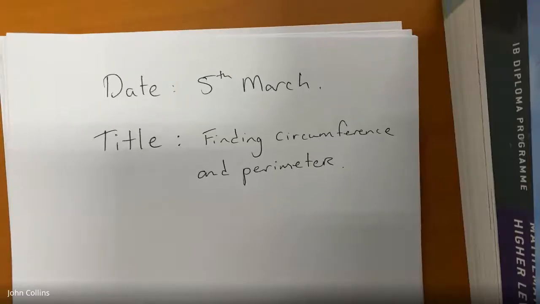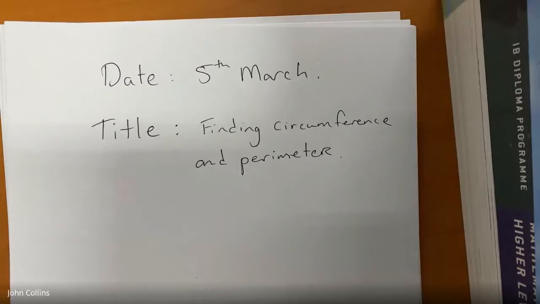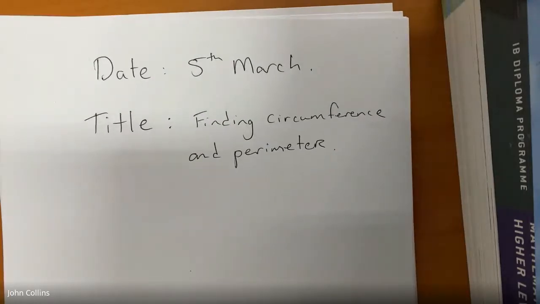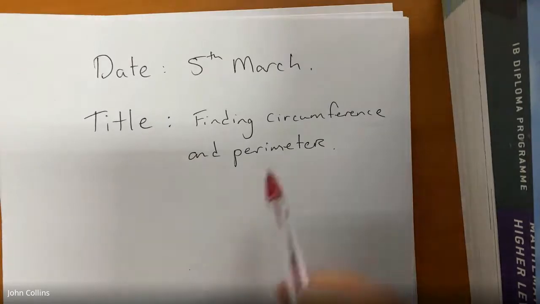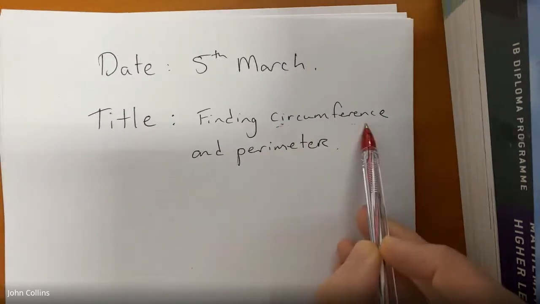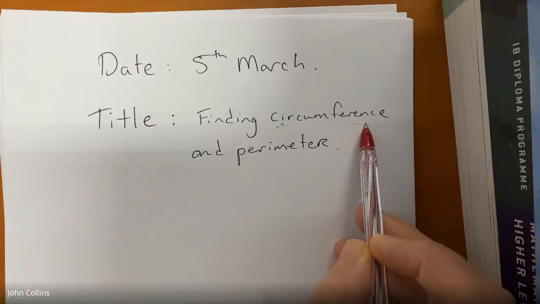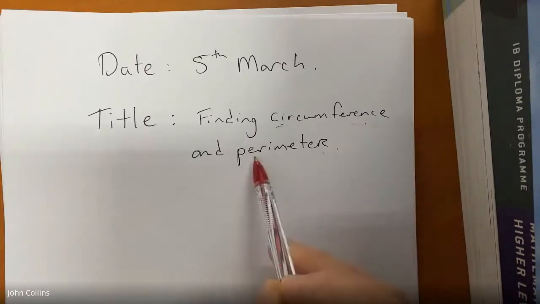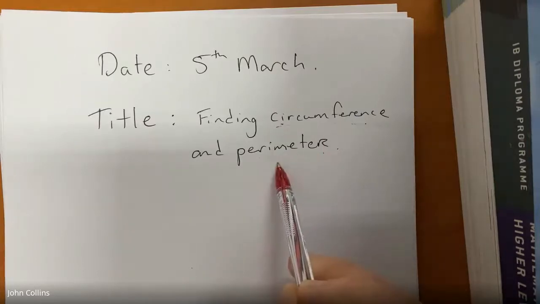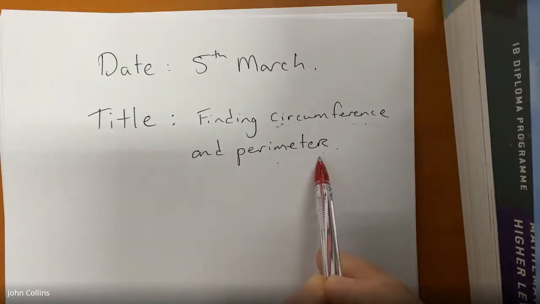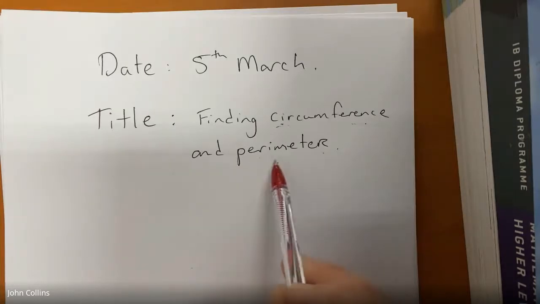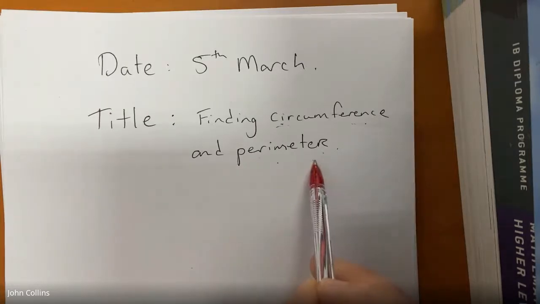Okay, so we're going to talk about finding circumference and perimeter. First things first, the difference between circumference and perimeter. Circumference refers specifically to the outside part of a circle, the distance around the outside of the circle. Technically, circumference is the perimeter of the circle, but perimeter is just the outside of any shape, so it doesn't have to be necessarily a known shape.